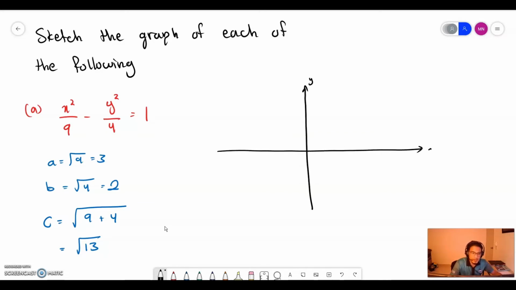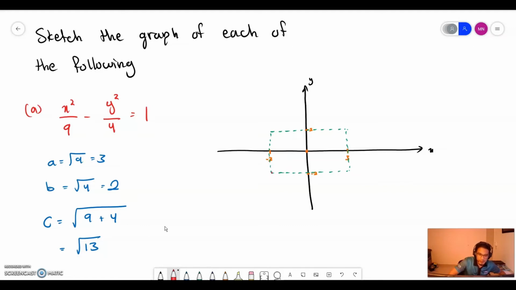So this is y and x. The center of our hyperbola is at the origin, and the length of a is 3. So this will be a, and here will be negative a, negative 3. Up here will be 2, and down here is the length of negative b, that is negative 2. From that, we draw the square of the hyperbola that will help us to determine the position of the vertices and the lines of the asymptotes.